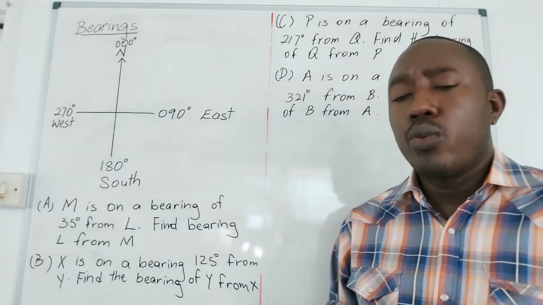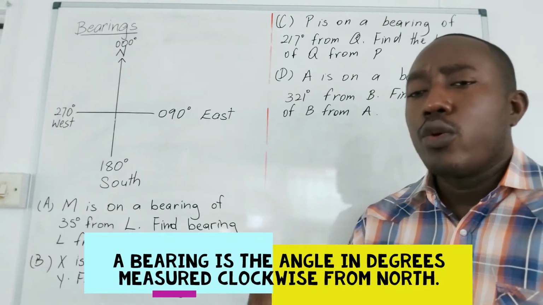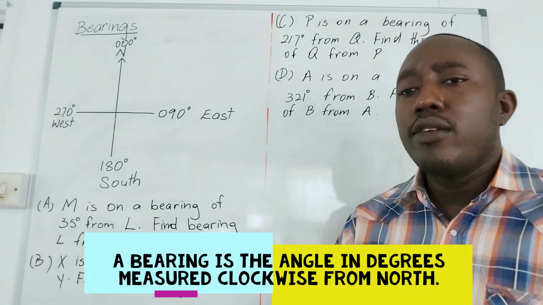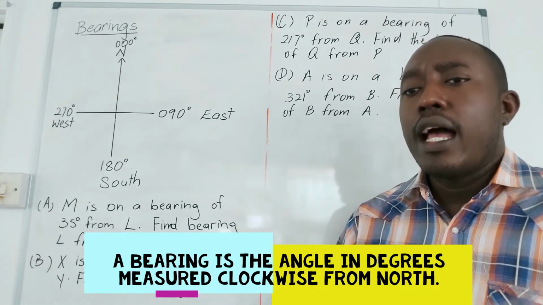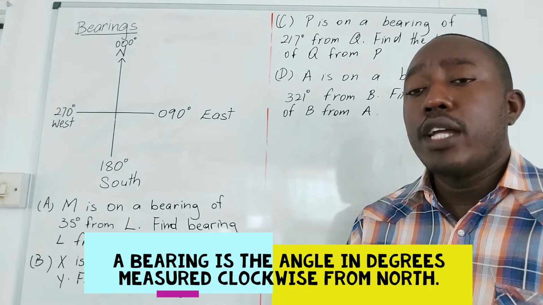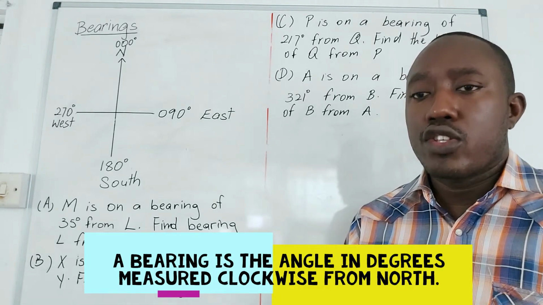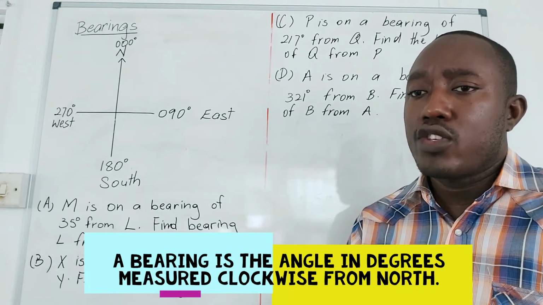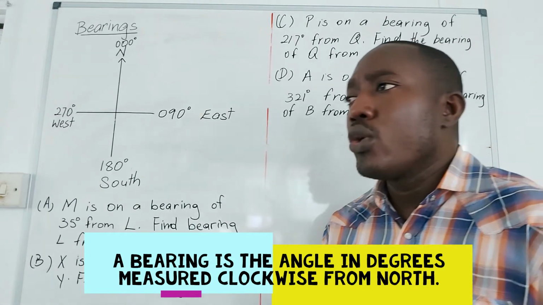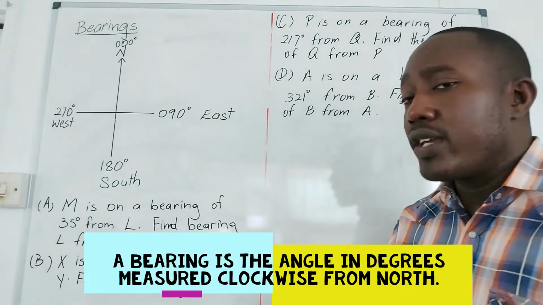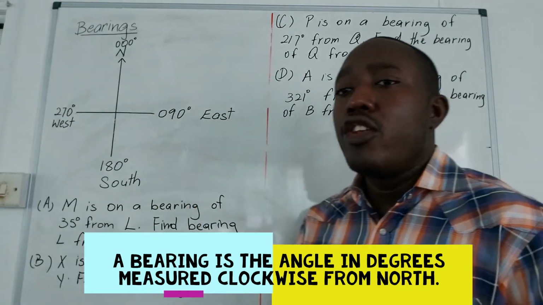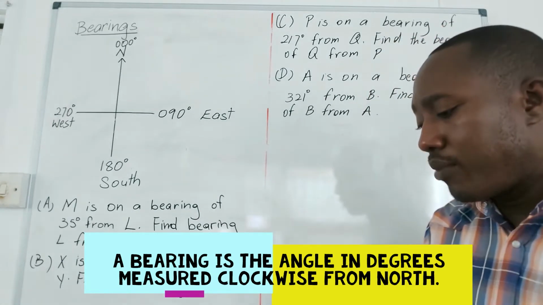Now a bearing works in the same way. When we're using a bearing, we start with one fixed position. A bearing is the measure relative to that fixed position. So the fixed position that we measure bearings from is called the north line. We measure it from the north.